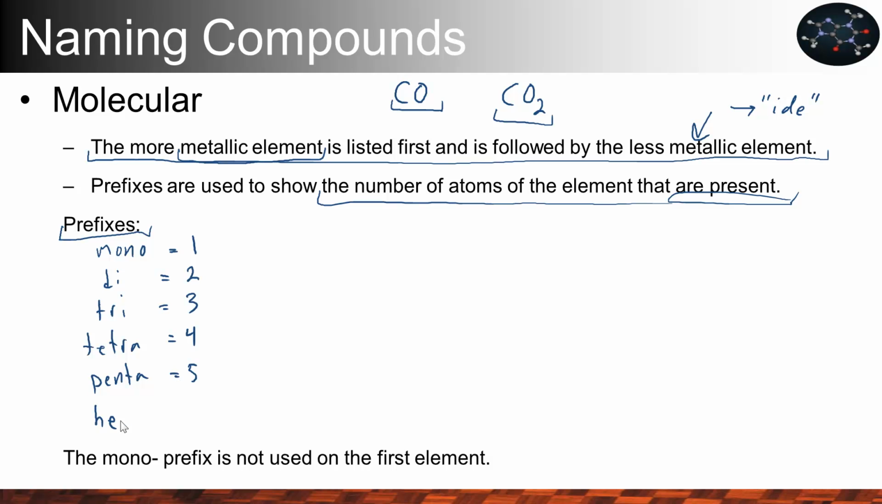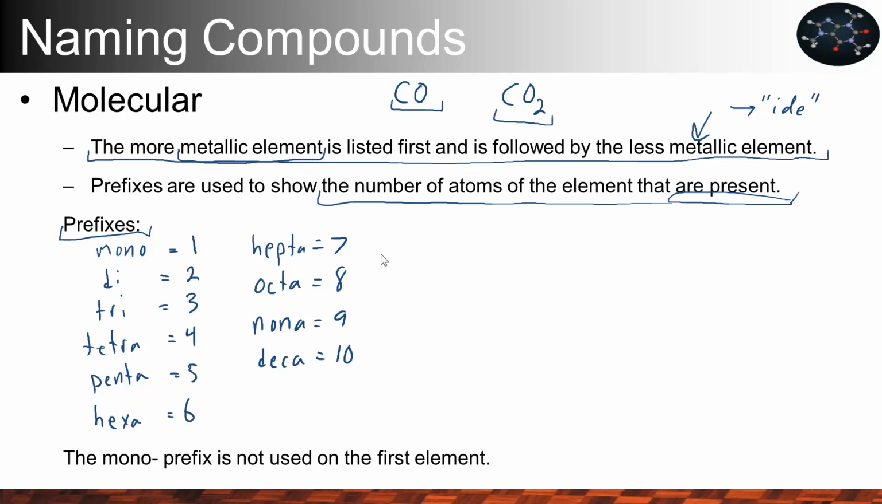hexa, six, hepta is 7, octa is 8, nona is 9, and deca is 10. There's names, of course, for things beyond 10, but we're not going to get into that.